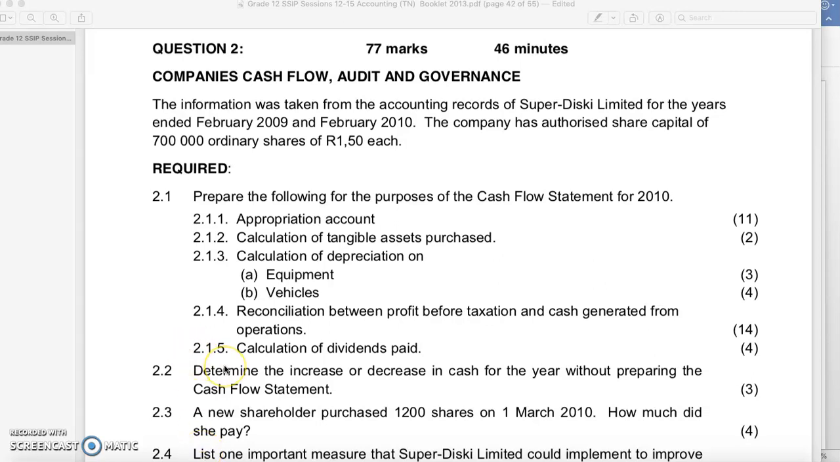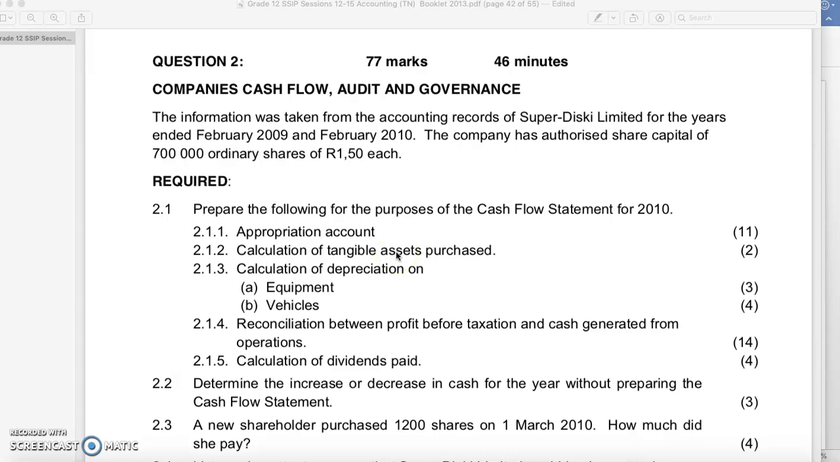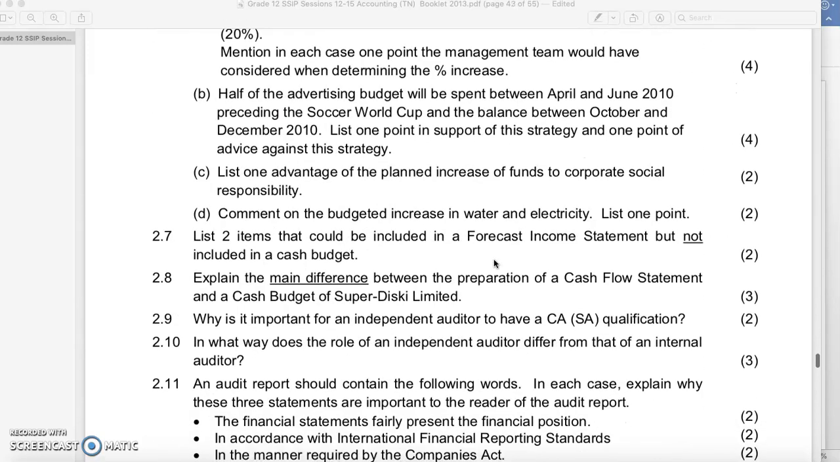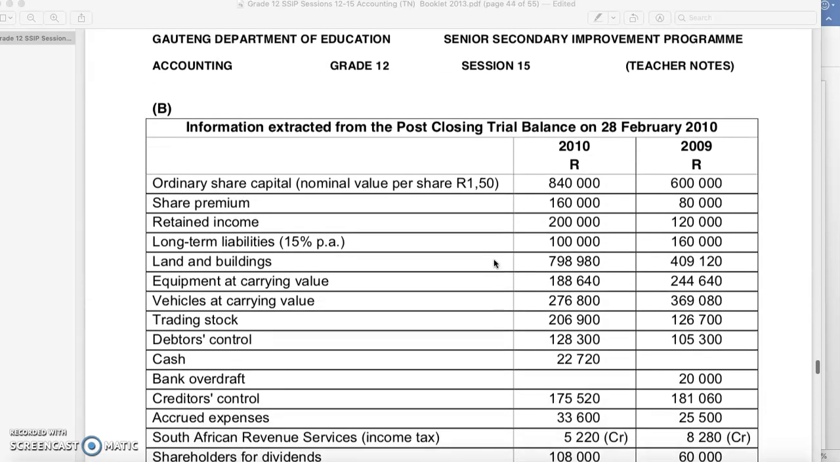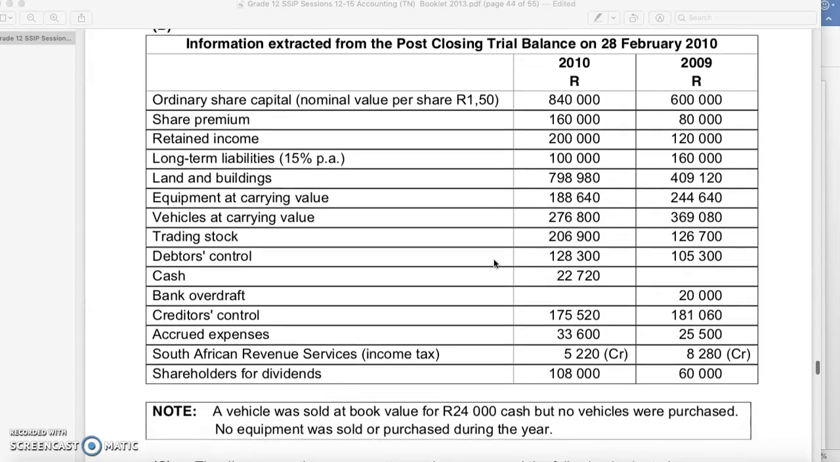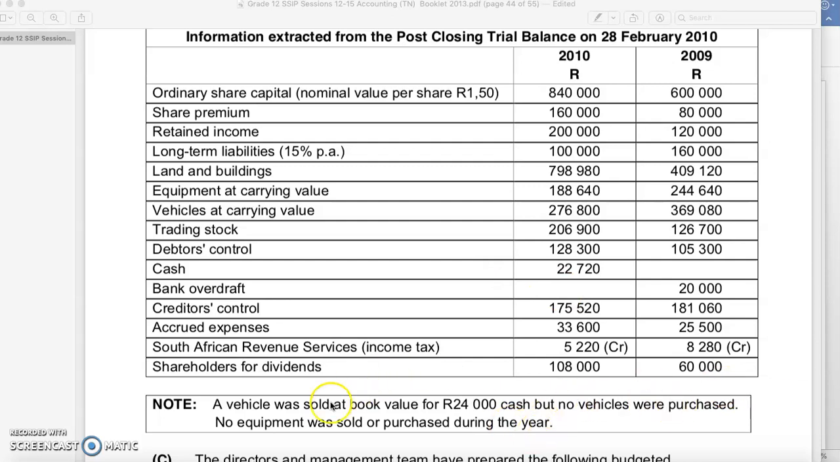Okay, in this video, I'm going to be discussing the tangible assets purchased and depreciation. So 2.1 and 2.1.3. Okay, so they tell us that yes, we purchased some tangible assets, and can we calculate the value of that? So let's go look at our information. And we see they tell us no vehicles purchased, no equipment purchased, but we can see that land and buildings has increased.